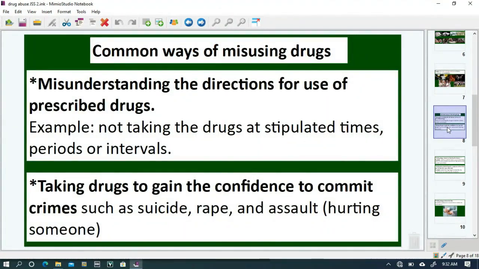Common ways of misusing drugs. 1. Misunderstanding the direction for use of prescribed drugs. Example: not taking the drugs at stipulated times, period, or interval. 2. Taking drugs to gain the confidence to commit crimes such as suicide, rape, and assault, that is, hurting people unnecessarily.